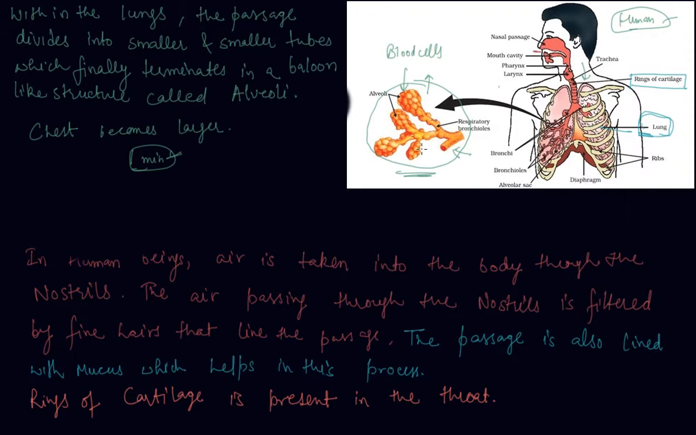In human beings, the respiratory pigment is hemoglobin, which has a very high affinity for oxygen. This pigment is present in the RBCs, the red blood corpuscles. The carbon dioxide is more soluble in water than oxygen, and hence it is mostly transported in dissolved form in our blood.